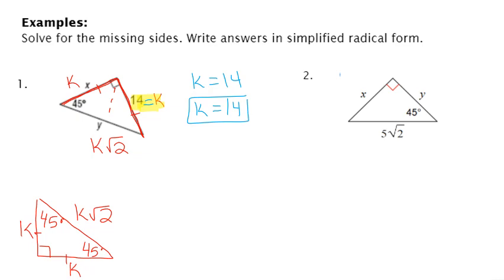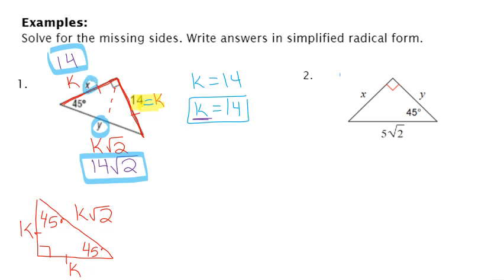So now wherever I see the variable k, I'm substituting in 14. So I get 14 radical 2 for my hypotenuse. I'm putting in 14 in for k. And this ends up being the remaining two sides that we're trying to find. So our goal was to find x and y.